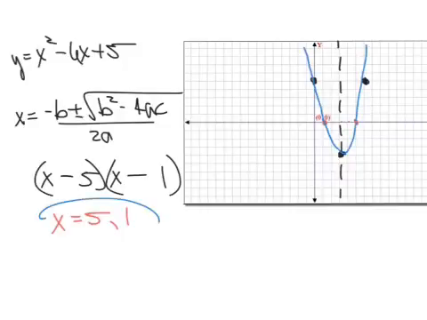Now notice what happened here. On every single equation that I solve for x, the answer for x will always be where the graph crosses the x-axis. That's what it means when you solve for x in any problem: where does the drawing of that equation cross the x-axis. Okay, so that's pretty much it.